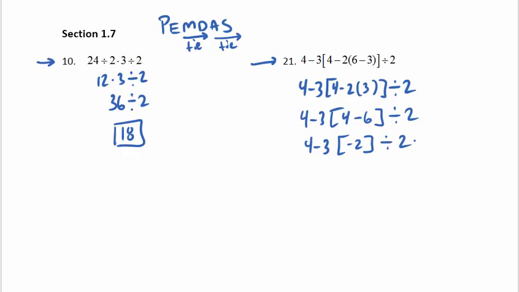Now let's see what I have left. I have subtraction, multiplication, and division. Well, multiplication and division are coming next, and I want to do the multiplication because that's happening first, left to right here. So I'm going to have 4. Now think about this as negative 3 times negative 2. So negative 3 times negative 2 is going to give me a positive, or plus 6. Division next. 6 divided by 2 is 3, and then 4 plus 3 is 7.